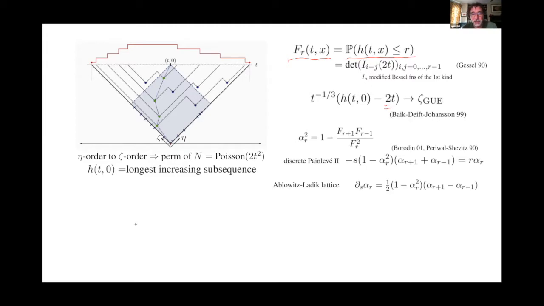Now, leading up to the kind of thing I want to show, if you define this object alpha sub r squared, which is 1 minus F of r plus 1 times F of r minus 1 over F of r squared, and those are the 1-point distributions.